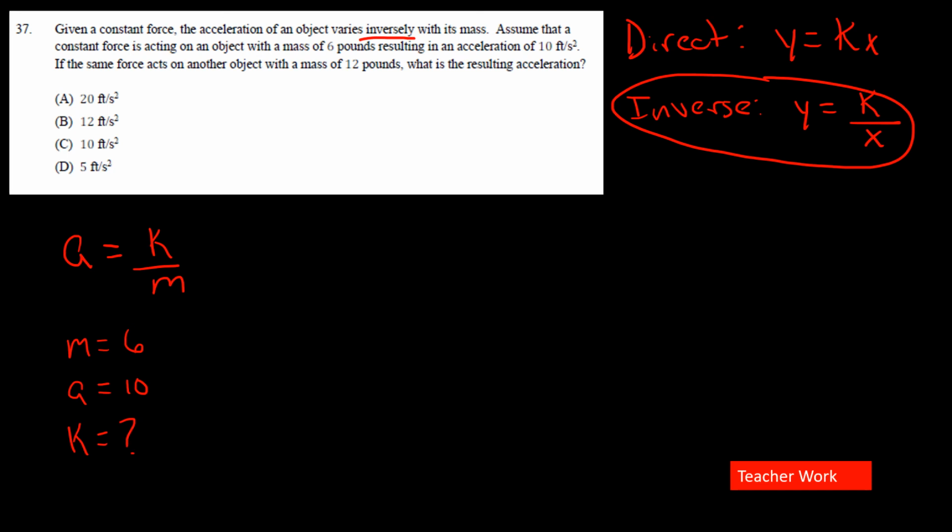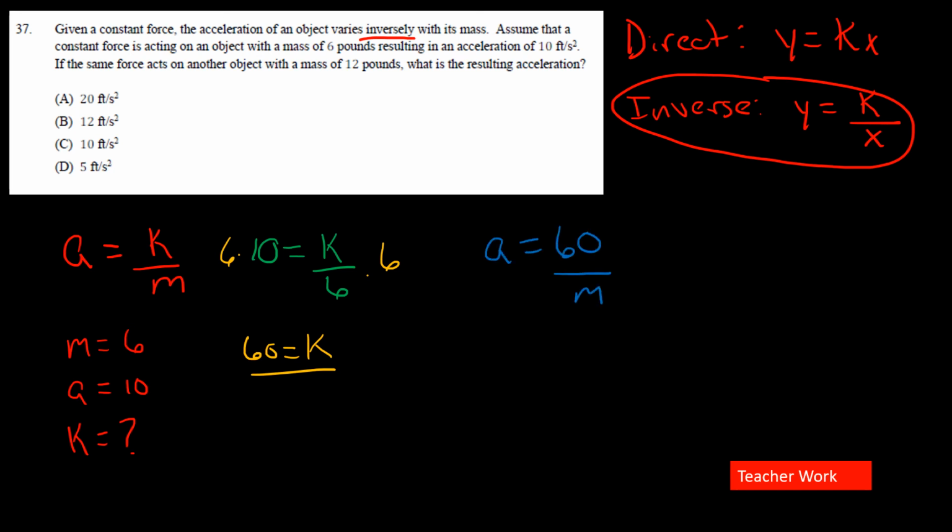To do that, we're going to plug these values in. We're going to say 10 equals k over 6. And then we're going to multiply both sides by 6. So we get 60 equals k. I'm going to underline that. That's important because we're going to use this now as our equation: A equals 60 over m.